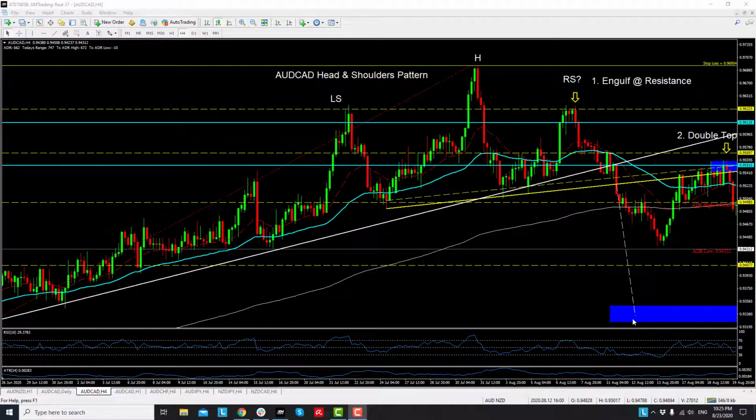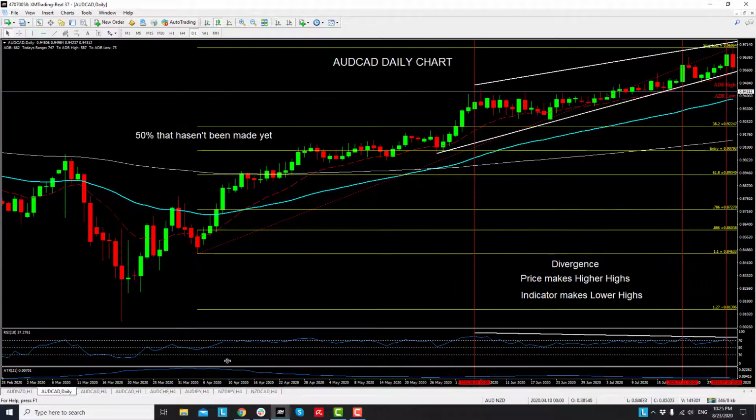We also have targets based on the daily chart, and that is the 50% retracement that hasn't been made yet, in the 90.80s area. If the market doesn't make it that far, then we have the 38.2% retracement in the 92.25s area and the rising 200 MA around the 91.40s area.